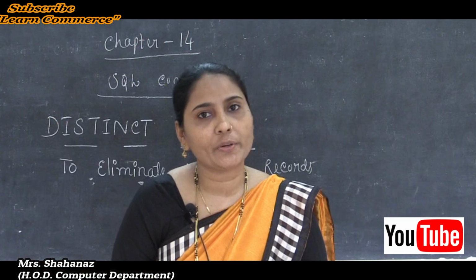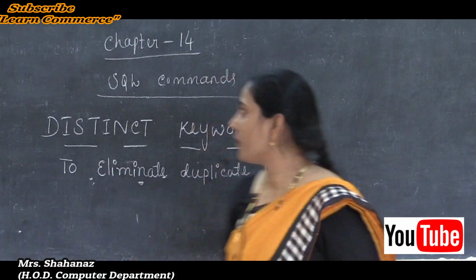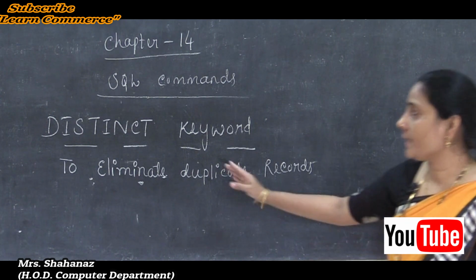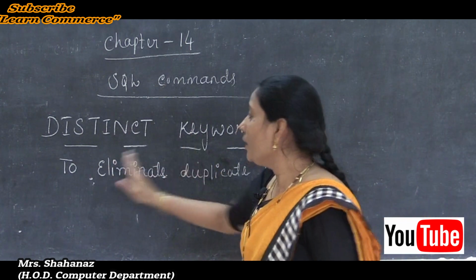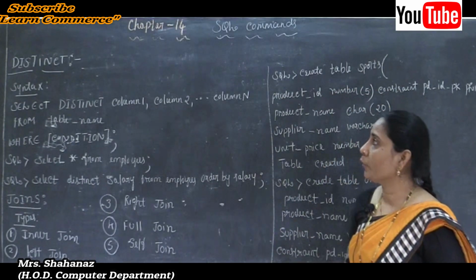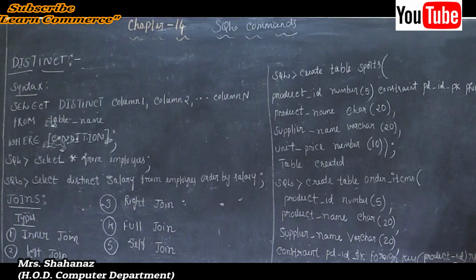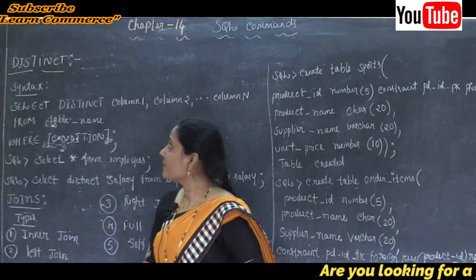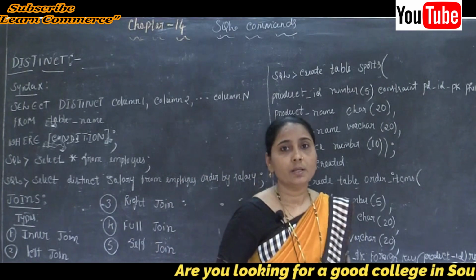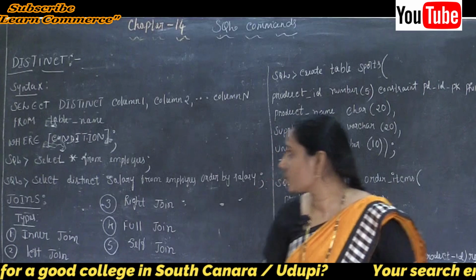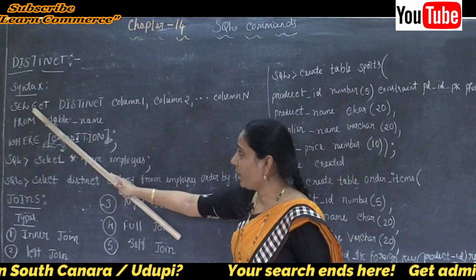Welcome to second PU Computer Science online classes. Today we are going to explain the SQL command, that is the DISTINCT keyword, to eliminate duplicate records. After completing the GROUP BY clause, the next topic is DISTINCT. DISTINCT is a keyword, and the DISTINCT keyword is used with the SELECT statement.